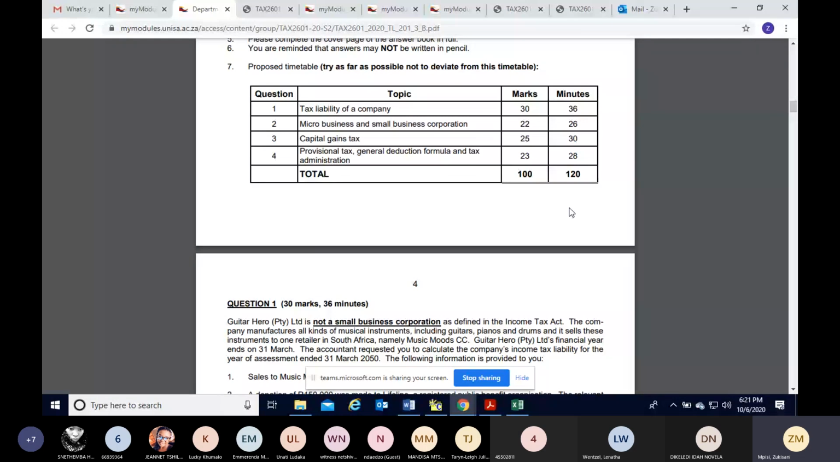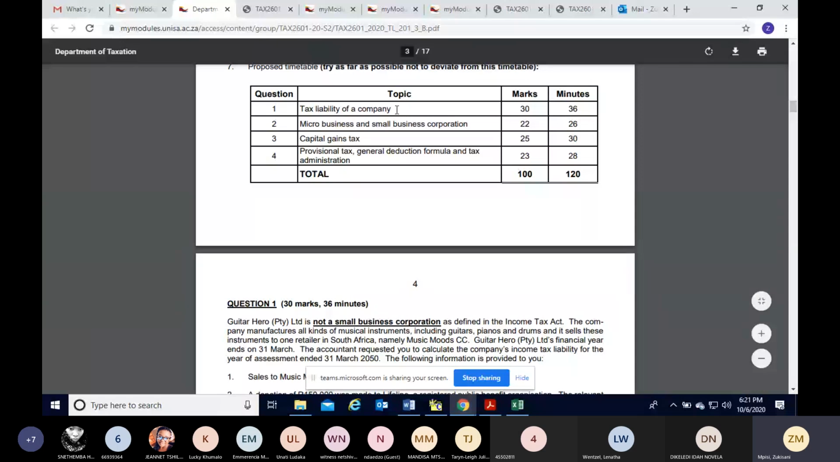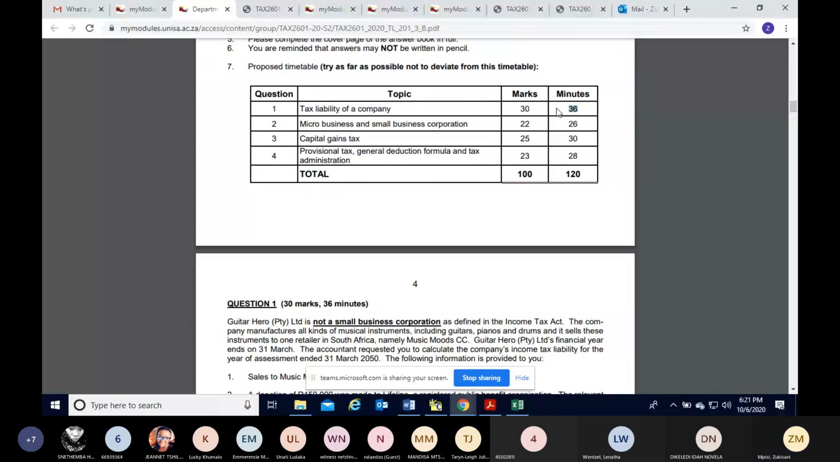So what does this mean? This means if you are using a black pen to do question 1, which asks you to calculate the tax liability of a company, and then 36 minutes is finished and the question is not yet done, please change the black pen and use the blue pen to continue to complete the question. And then you move on to the second question. You try to complete it in 26 minutes. If you can't, you change the color of the pen.